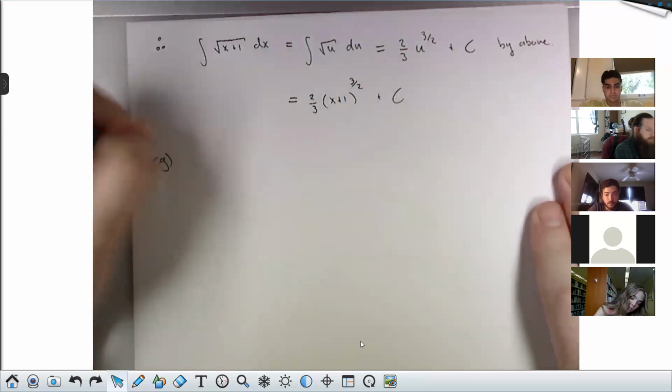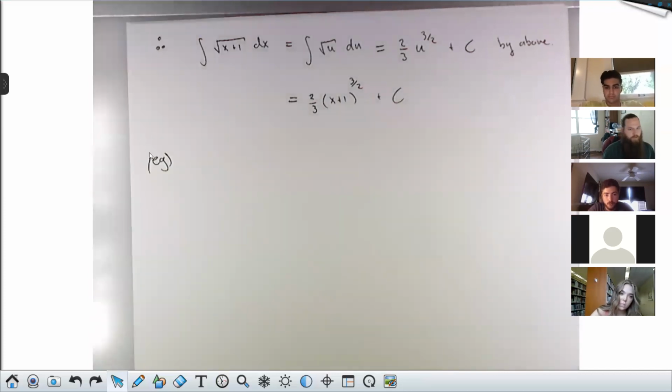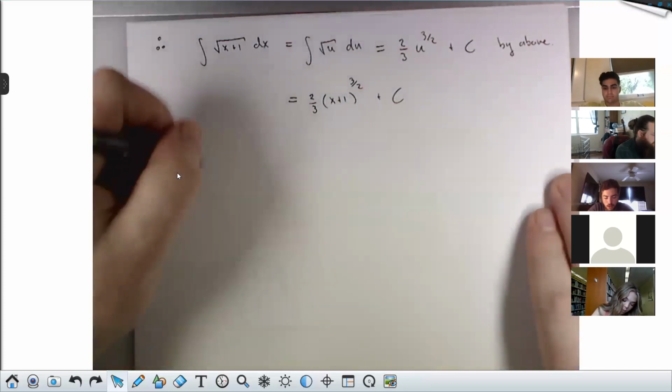I will generally preface examples with this e.g. It's Latin for exempli gratia, or many examples exist. Next example.